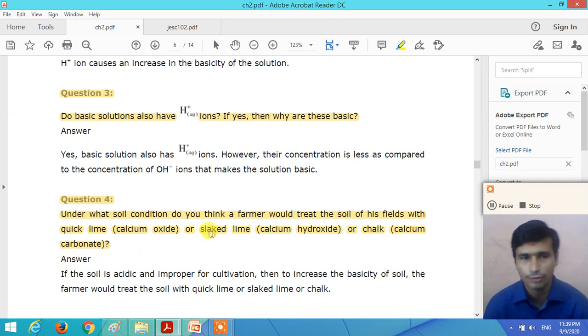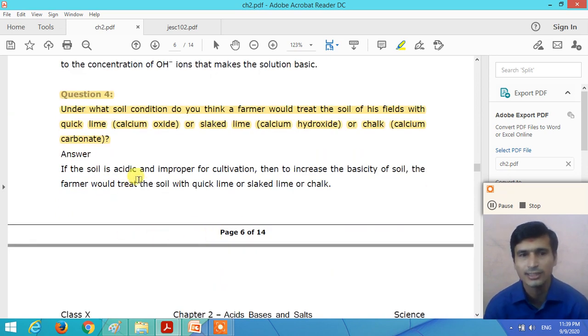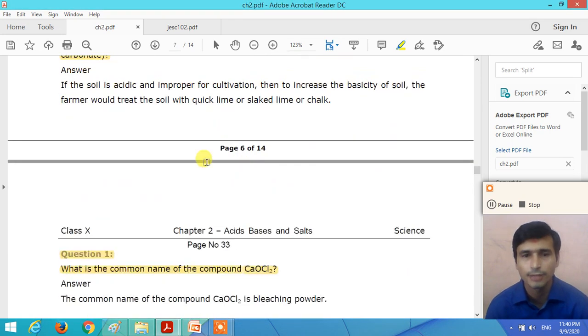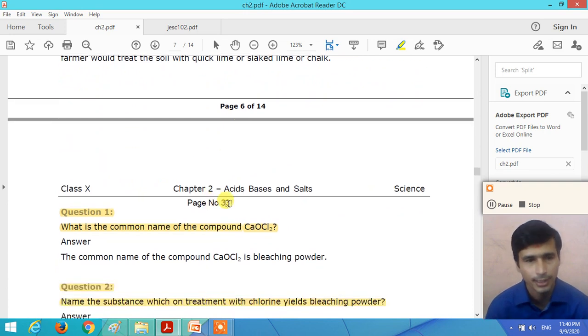Under what soil condition does the farmer treat the soil, right? So if the soil is acidic and improper for cultivation, then to increase the basicity of the soil, the farmer would treat the soil with quicklime or slaked lime or chalk, right? So dear student, understand the answers of all these 4 questions. Next set of questions is given on page number 33, right?